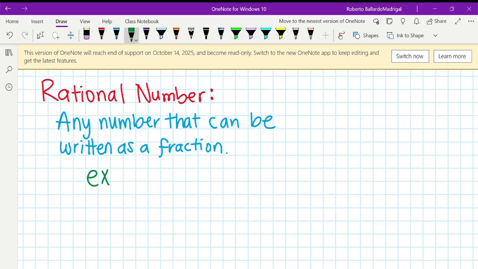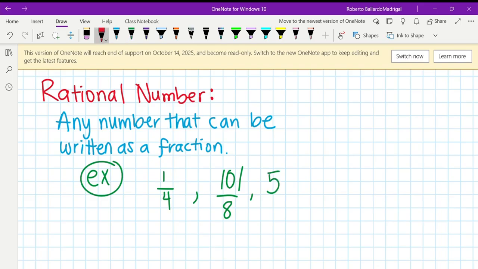So here are your examples of what a rational number looks like. We have something like 1/4. 1/4 is a rational number. We also have something more strange. What if I ask you to write like 101 divided by 8? That is also a rational number. And then something like a whole number 5 is also a rational number. And the reason why is because it has a denominator of 1.